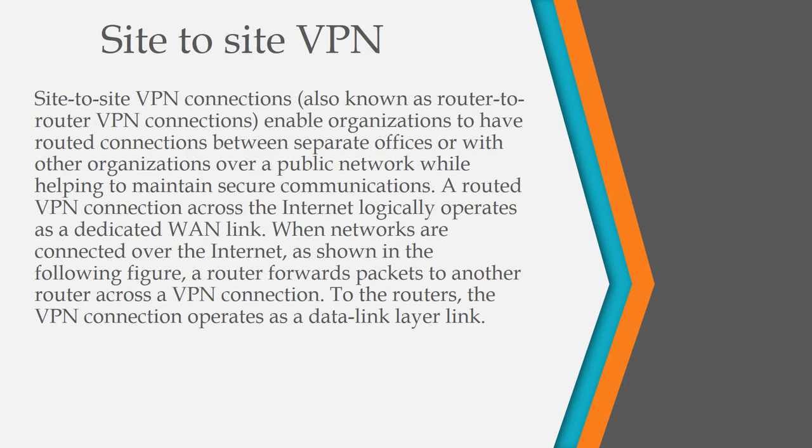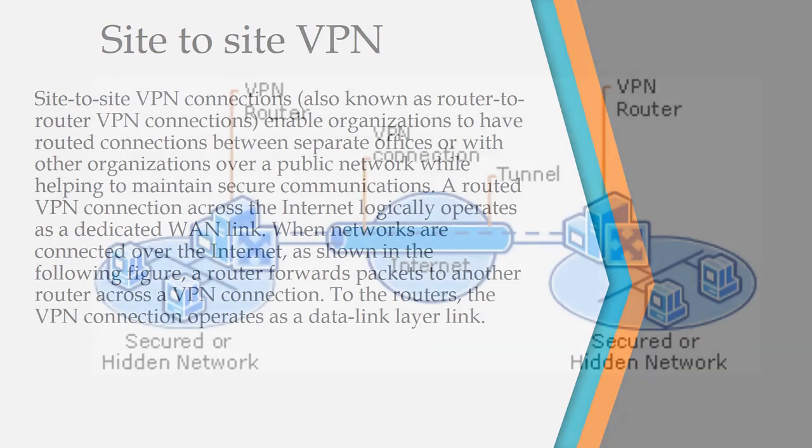Site-to-site VPN connections, also known as router-to-router VPN connections, enable organizations to have routed connections between separate offices or with other organizations over a public network while helping to maintain secure communications. A routed VPN connection across the internet logically operates as a dedicated WAN link. When networks are connected over the internet, as shown in the following figure, a router forwards packets to another router across the VPN connection. To the routers, the VPN connection operates as a data link layer link. So there's the test of your network knowledge. Hopefully you understand all 7 layers of the OSI model after your networking class.